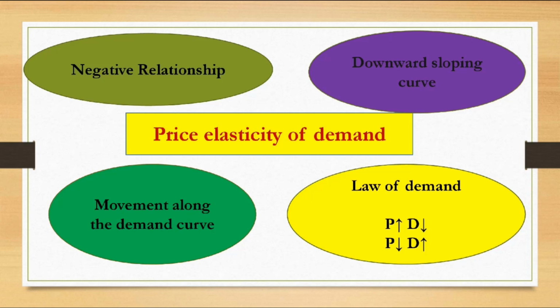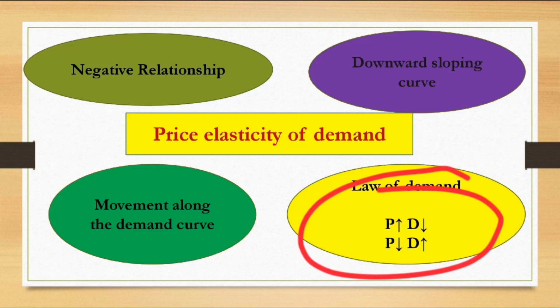we should know that it shows a negative relationship between the price and the quantity demanded, and when there is a negative relationship between the price and the quantity demanded, it shows a downward sloping demand curve. When there is only a change in the price, we know that there is a movement along the curve, and it also shows the law of demand, which means that when the price is increased, the demand decreases. When the price decreases, the demand increases.